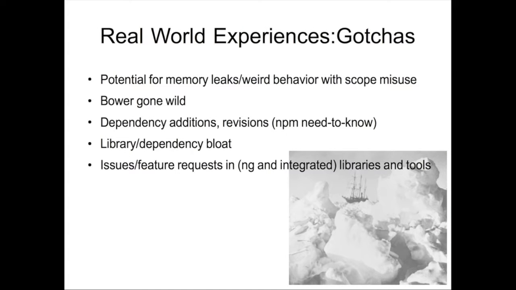So some of the gotchas we've experienced so far: potential for memory leaks, weird behavior with scope misuse. If you just treat scope as, hey, it's just a map, just put it in there and it'll be there, you're gonna have a hard time, because it's very easy to put too much in there, or for it to misbehave in there. So you need to understand its hierarchical structure and how things propagate down, and how to isolate them, and how they talk to each other.